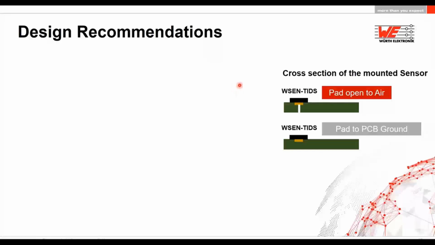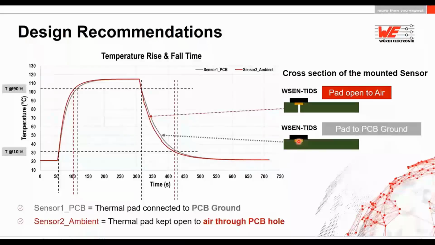Here we also did a similar kind of experiment where we had a hole cut on the bottom side of the PCB so that the pad was exposed to the air, and on the second PCB we had the central pad attached to the ground plane, and then we measured the temperature rise and fall time. So the red curve is the temperature measurement of the air with the PCB with the hole, and the gray curve is the PCB with the central pad attached to the ground.